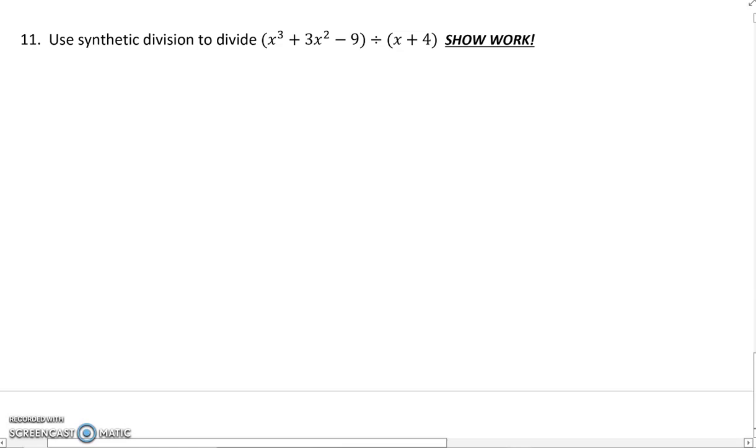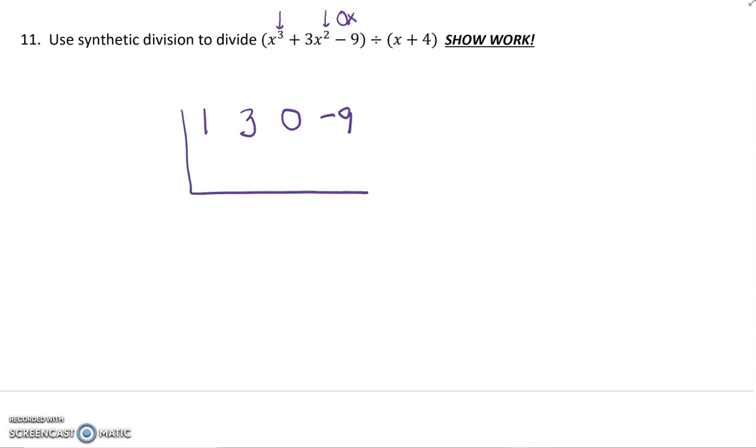Number 11, synthetic division. Now again, look for missing terms. I believe on the test, this one does have a missing term, just like it does on here. We start with x to the third, next comes x squared. We need a 0x term before that number. So when we do the synthetic division, we have 1x to the third, 3x squared, 0x, and negative 9. We are dividing by x plus 4, so we put negative 4 outside of the synthetic division. You always use the opposite when you're putting that number in for synthetic division.